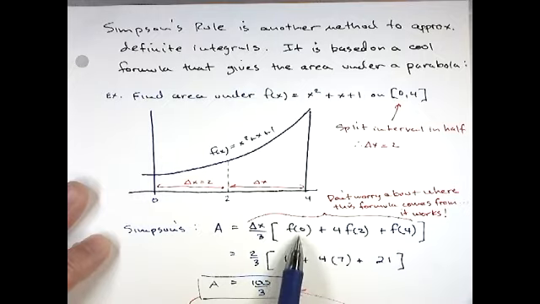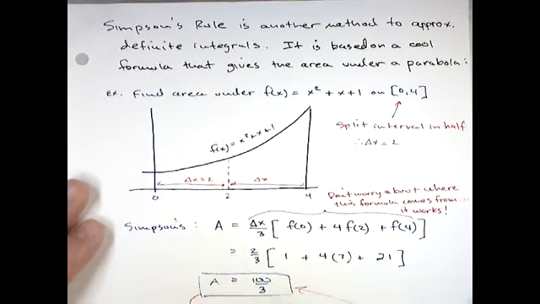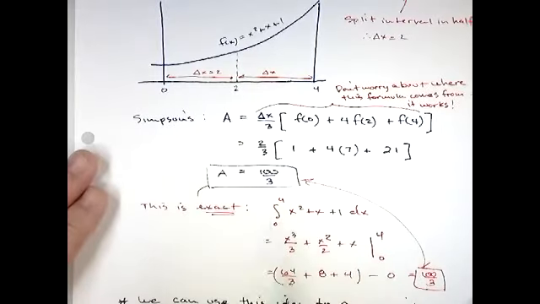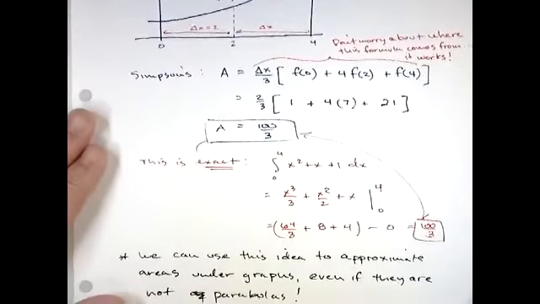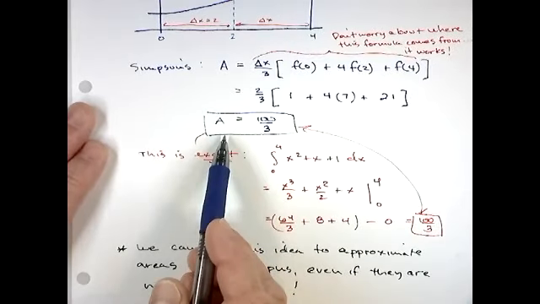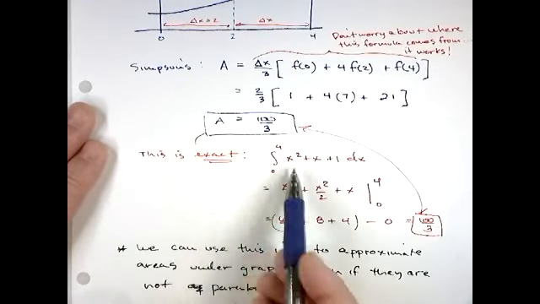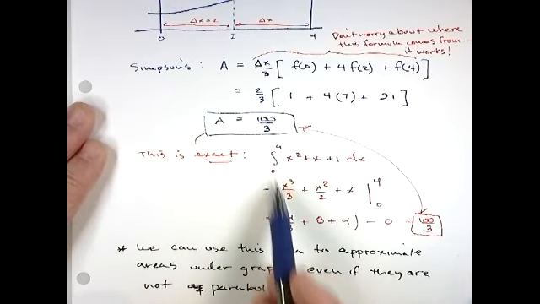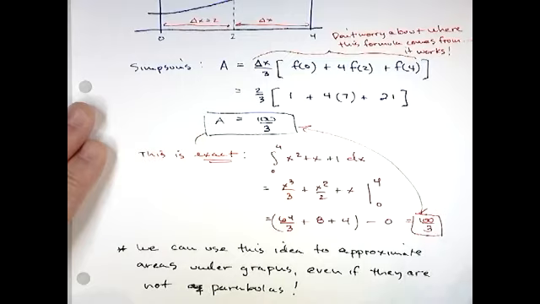So I get f of 0 is 1, f of 2, if you plug that in, is 7, 4 times 7, and then f of 4 was 21. And you work that all out, and you get an answer of 100 over 3, which, just to prove that, is actually the exact answer. This is not an approximation. If you work this out with calculus, you get the same answer.